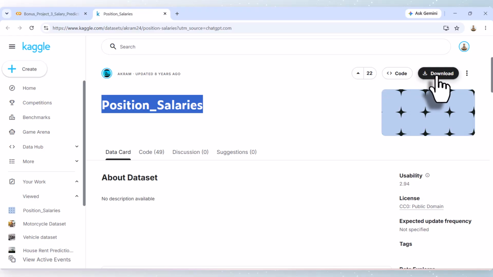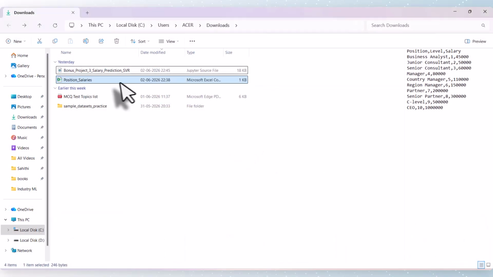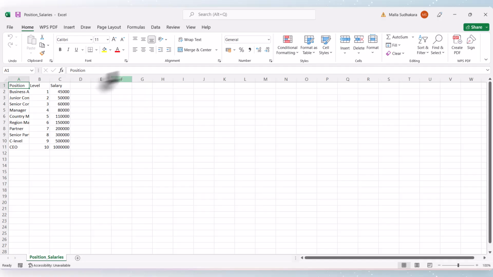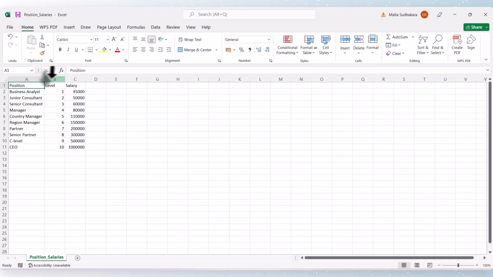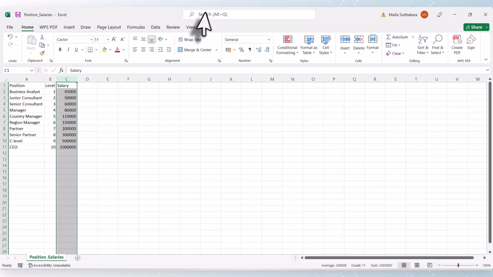So you can click on this download. I have already downloaded the data set. You can see this is the data set position underscore salaries, which contains three features: one is position, and level and salary. So position is basically a categorical column and level is a numerical column. We can take level and position also as input features and salary as the target column.